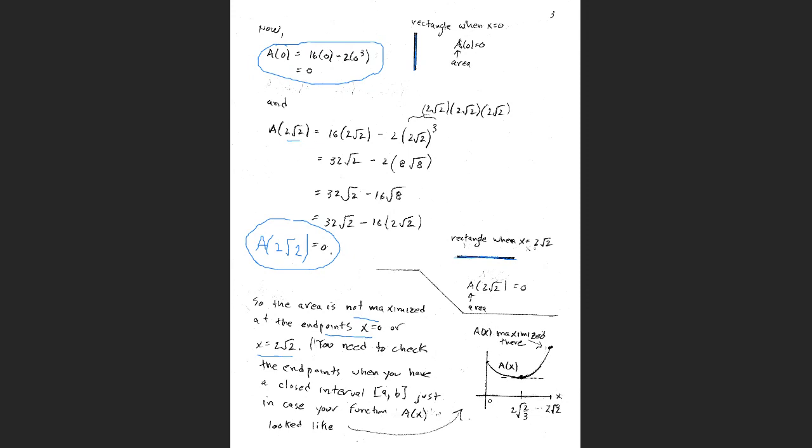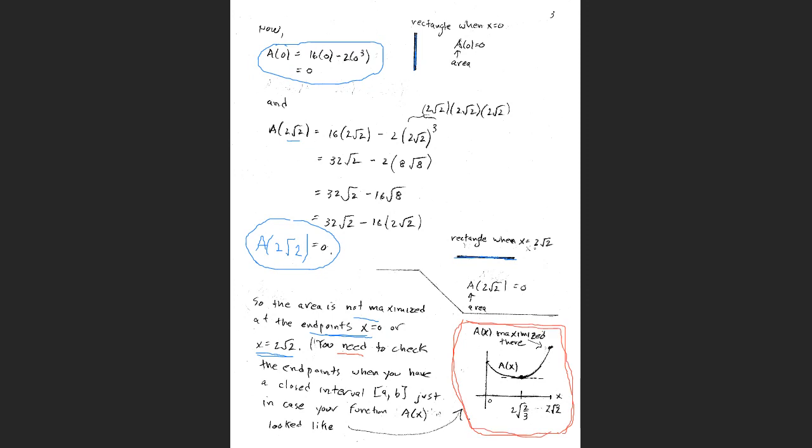So clearly the area of this rectangle is not maximized at these endpoints x equals 0 and 2 root 2. And as a rule, when you're trying to find the absolute maximum or minimum of a function over a closed interval, you need to check the endpoints, because your function could look like this. Now our function does not look like what I'm boxing here in red. But suppose the function did.